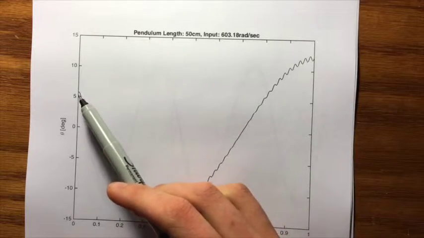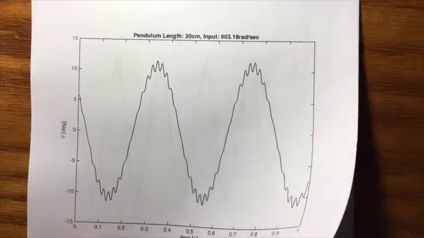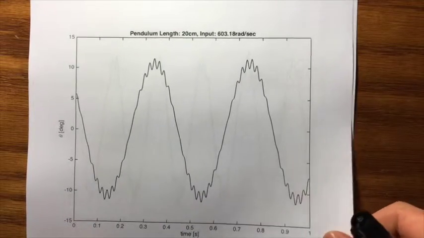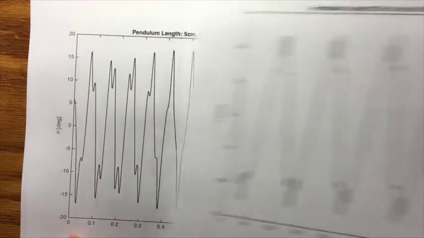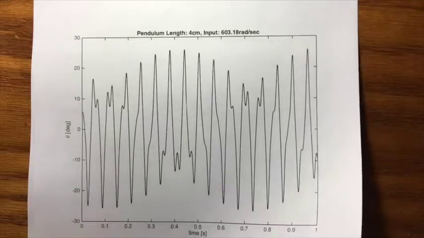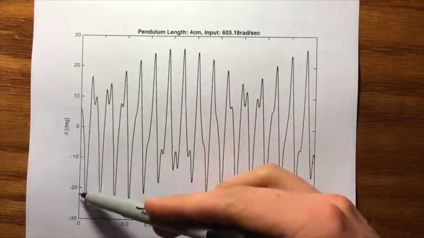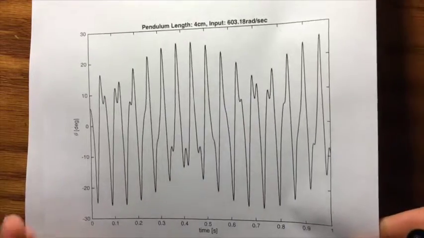In the simulation, we're giving it a slight input, so it is starting at an offset. And then as the length decreases, it starts to oscillate at quicker and quicker, or higher and higher frequencies. Here's 5 centimeters, and then at 4 centimeters, it's also oscillating at larger and larger amounts. So this is about 20 to negative 20 degrees.